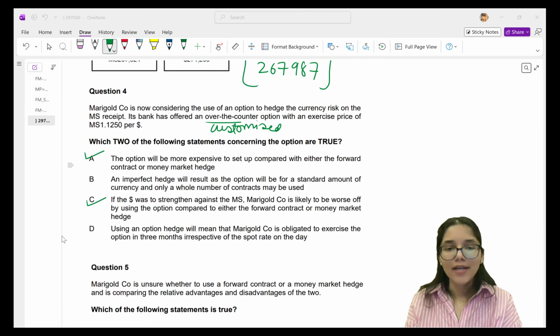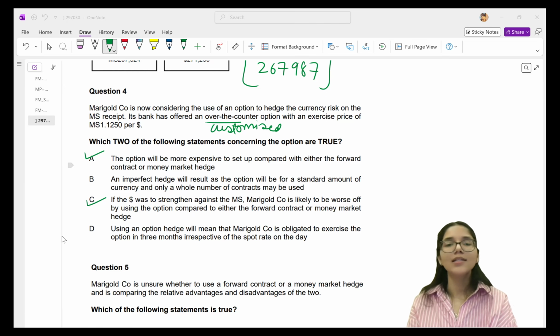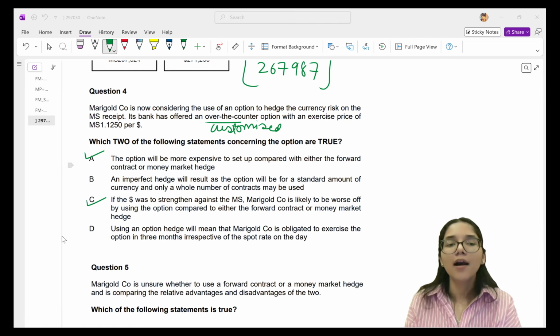Options give you the choice. In a forward contract and in a money market hedge, you are locked in. Whether it gives you a benefit or makes you a loss, you still have to honor the agreement. But is it necessary with options contracts? Is it necessary for you to exercise the option? You have no choice? No, it does not work that way. Option itself means that you will be given a choice.